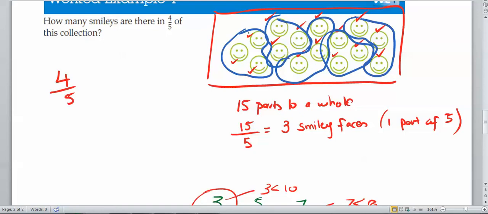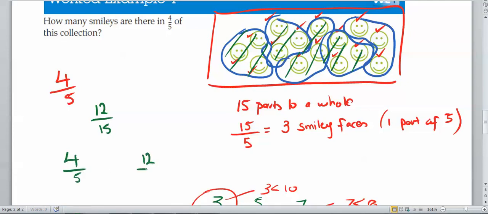So in 3 smiley faces, or 4/5 of this, we've got this one here, 2, 3, 4. That's going to be equivalent to 12 out of 15. So when we're looking at fractions, we might see 2 fractions like 4 over 5 and 12 over 15. These things are equivalent.